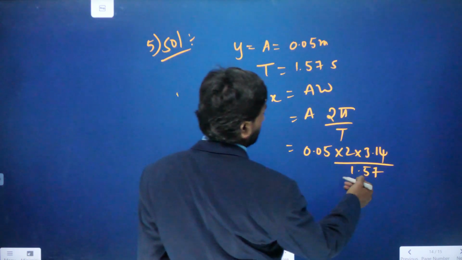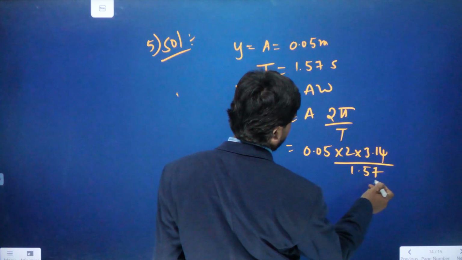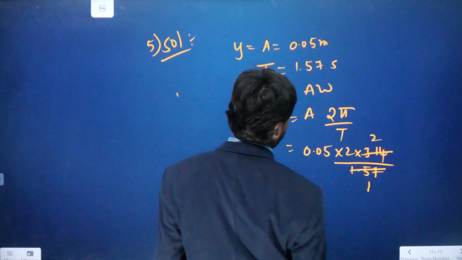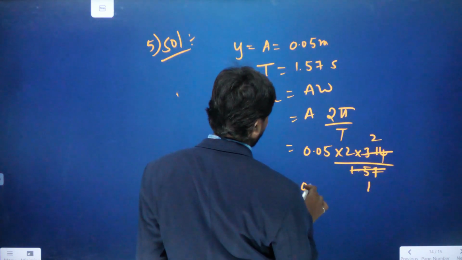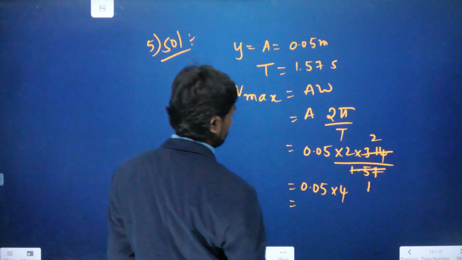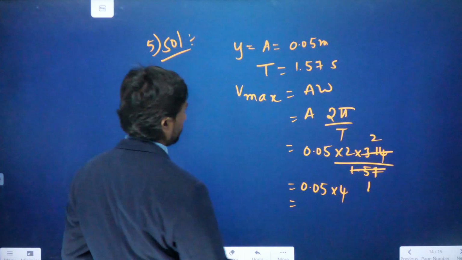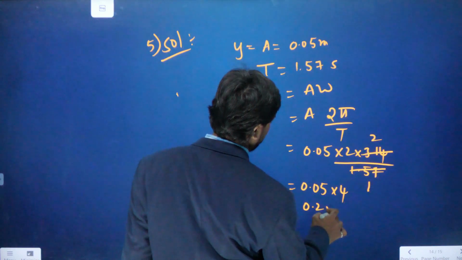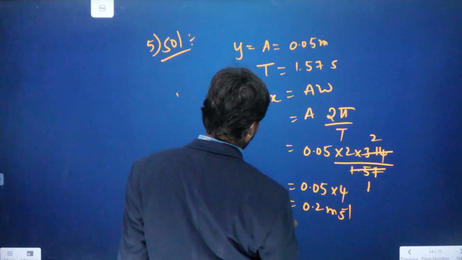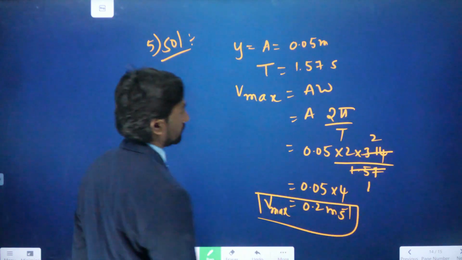Okay, so this one we can cancel now. If it is multiplied by the 2, we get 2 into 2, which is 4. So it will become 0.05 into 4. If it is multiplied, how much do we get? 5 fours are 20, means 0.2. So 0.2 meter per second. So the maximum velocity we get here is 0.2 meter per second.